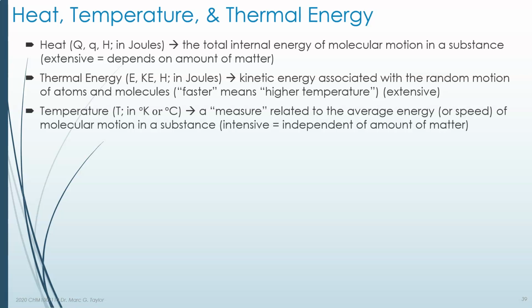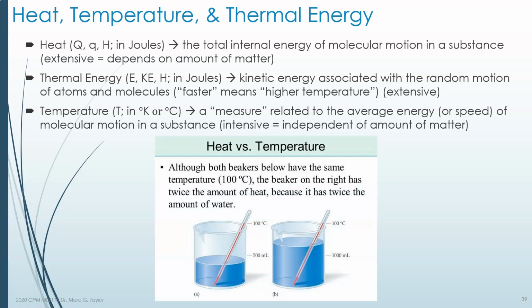And if I have a large piece of metal, there's more total energy in there. So that's what intensive and extensive means. For example, if I had two beakers here, the left beaker has half the water of the right, and they both have the same temperature.